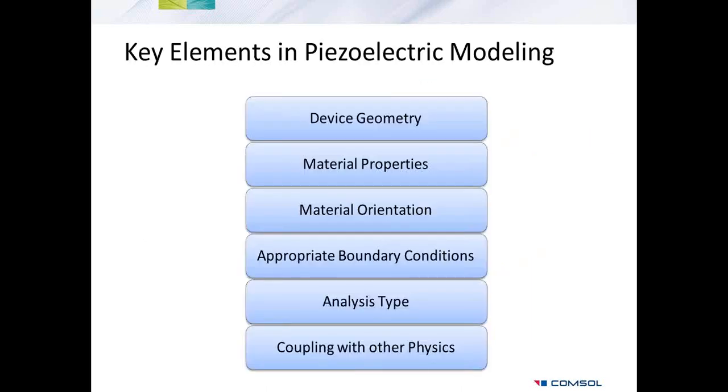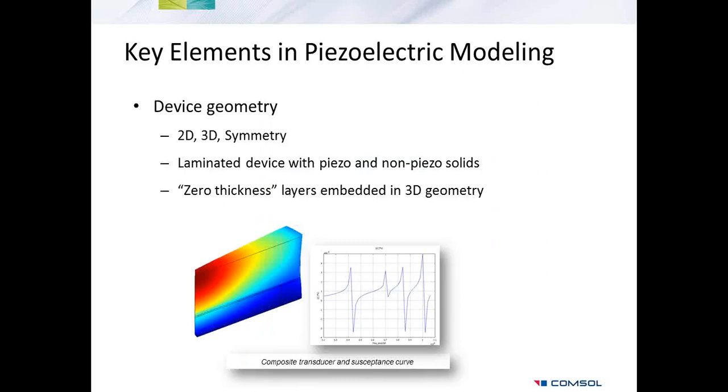In order to efficiently and accurately simulate piezoelectric devices, we need to consider certain key elements in the process. I will talk about these factors and present some relevant examples in the next few slides. The first key element in modeling is to make an appropriate choice of the modeling geometry. Remember, the goal here is to get maximum information about the system with minimal computational effort. Hence, sometimes using a 2D geometry could be beneficial.